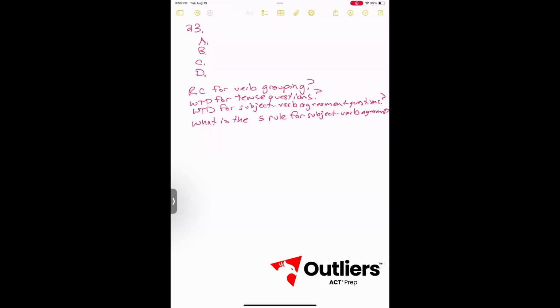What is the WTD for tense questions? The WTD for tense questions, the what to do for tense questions, is make it agree in tense with the other verbs in the paragraph.